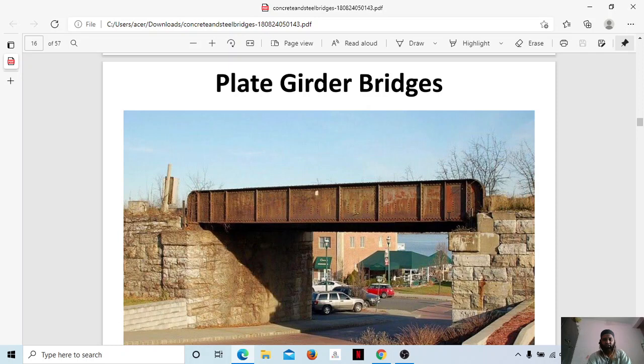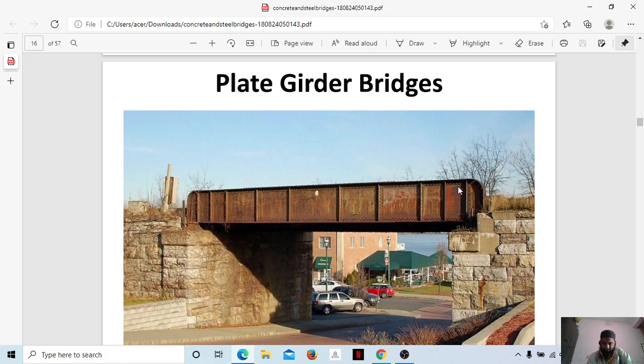You can see plate girder bridges. Plate girder bridges, we had seen this subject in our previous classes, previous subjects also. Plate girder, how it is designed. You can see vertical members and horizontal members, and the rivets being used to connect these members. You can see these are intermediate stiffeners.